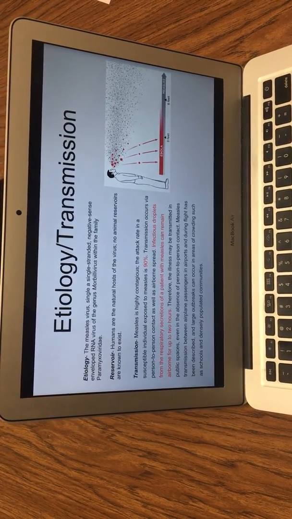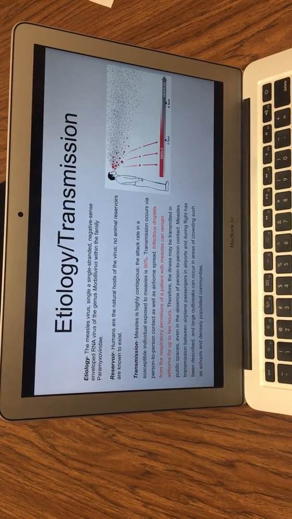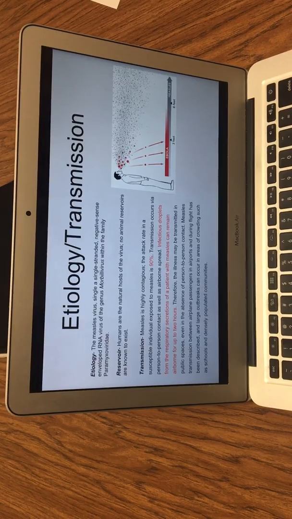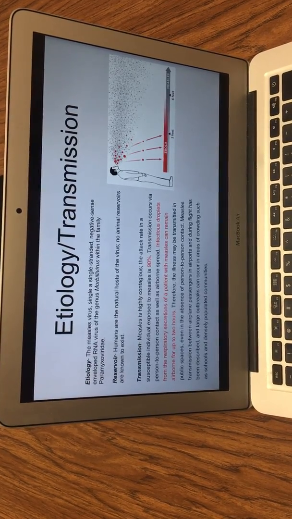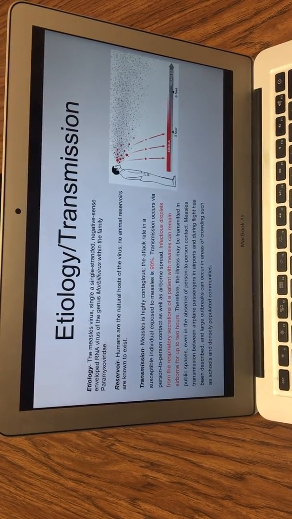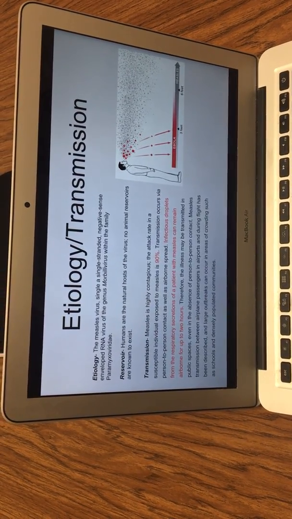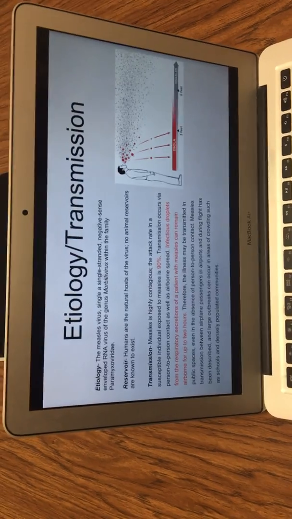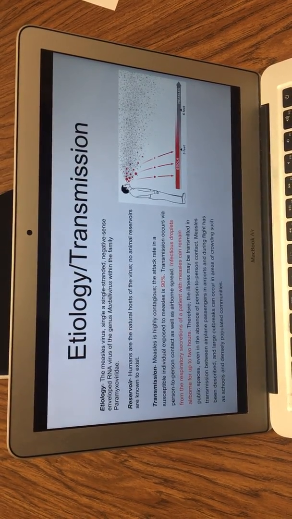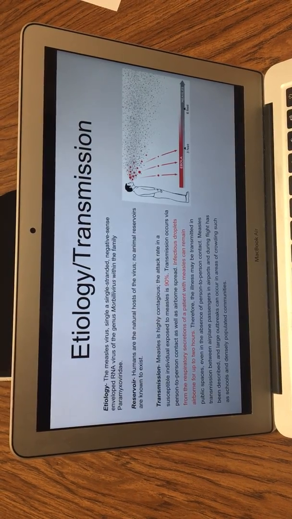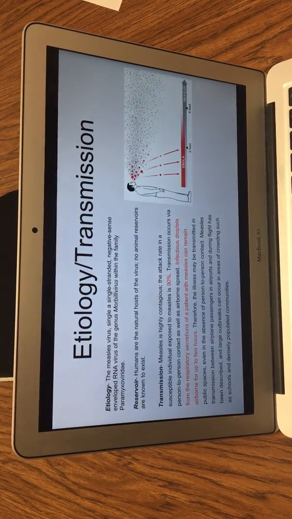The reservoir for the measles virus is humans. No animal reservoirs are known to exist. As far as transmission goes, the measles virus is very contagious. It has an attack rate of 90%, so 9 out of 10 people who are in contact with it will be infected. It occurs through contact or through airborne transmission.